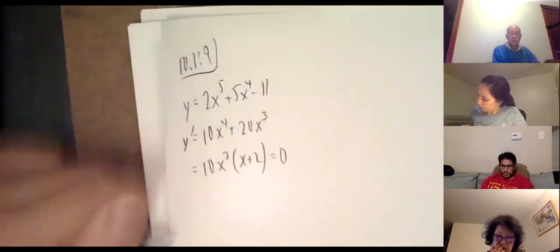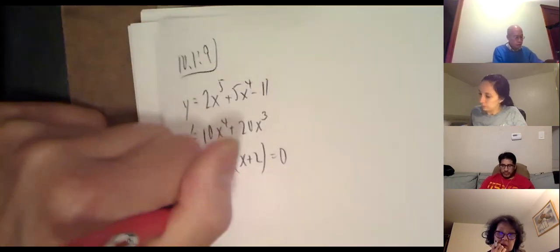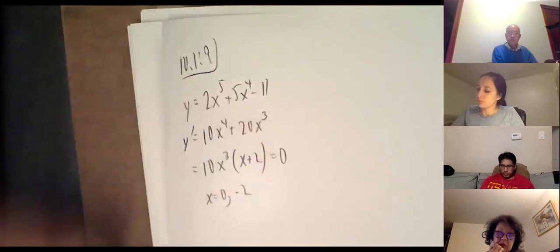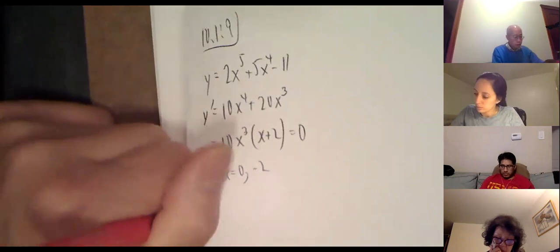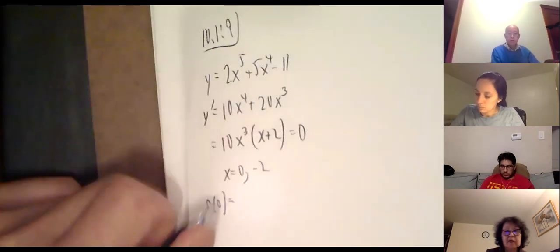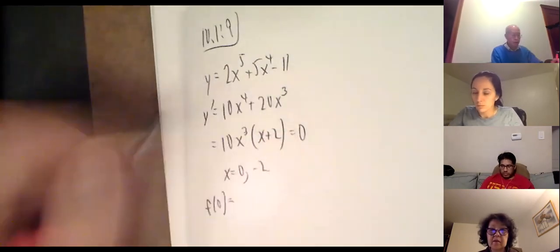Okay, set it equal to 0. So x equals 0, and x equals negative 2. Is that right? Yep. Okay, and what are the y coordinates? 0 is easy: 0, negative 11.